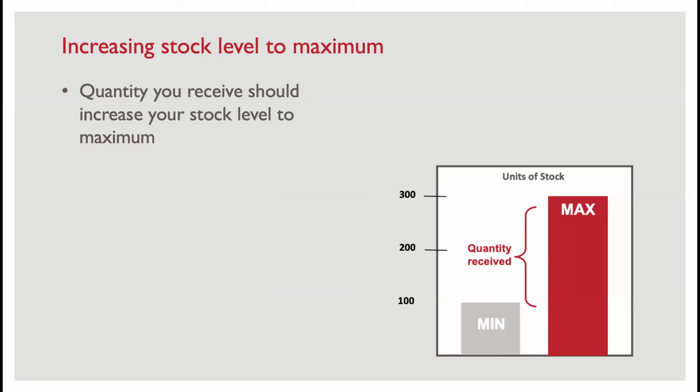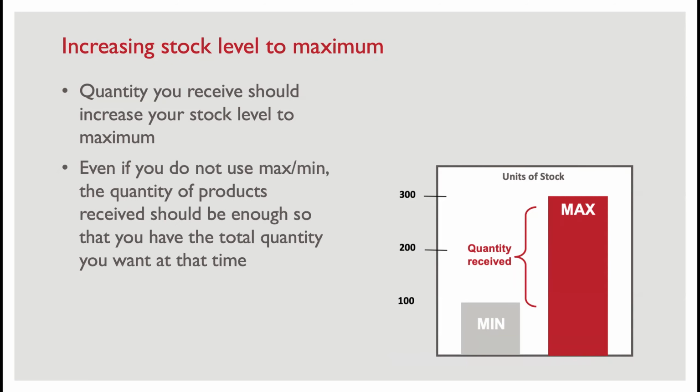The quantity that you receive should bring your stock level up to the established maximum stock level. This means the total of the maximum stock levels at each level in the system. Central level storage, regional level if you have regions storing products, districts if you have districts storing products, and of course the service delivery points as well. If your program does not use a maximum system, then you still want the quantity received to enable you to reach some total quantity that you want to have at the time you receive the products.